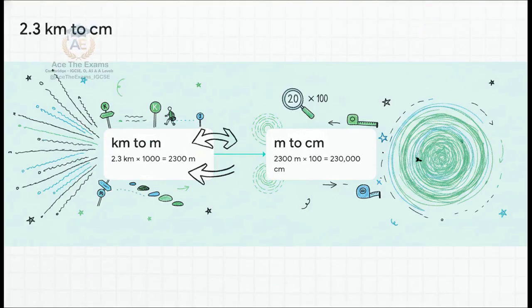Step 1, we change kilometers to our base unit, which is meters. Since kilo means 1,000, we multiply 2.3 by 1,000 to get 2,300 meters. Easy, right? Step 2, we change those meters into centimeters. Because centi means 100th, we know there are 100 centimeters in a meter. So we multiply 2,300 by 100, and boom, we land at 230,000 centimeters. By visually narrating the zeros like this, you can see exactly how 2.3 kilometers transforms through just 2 simple multiplication steps.